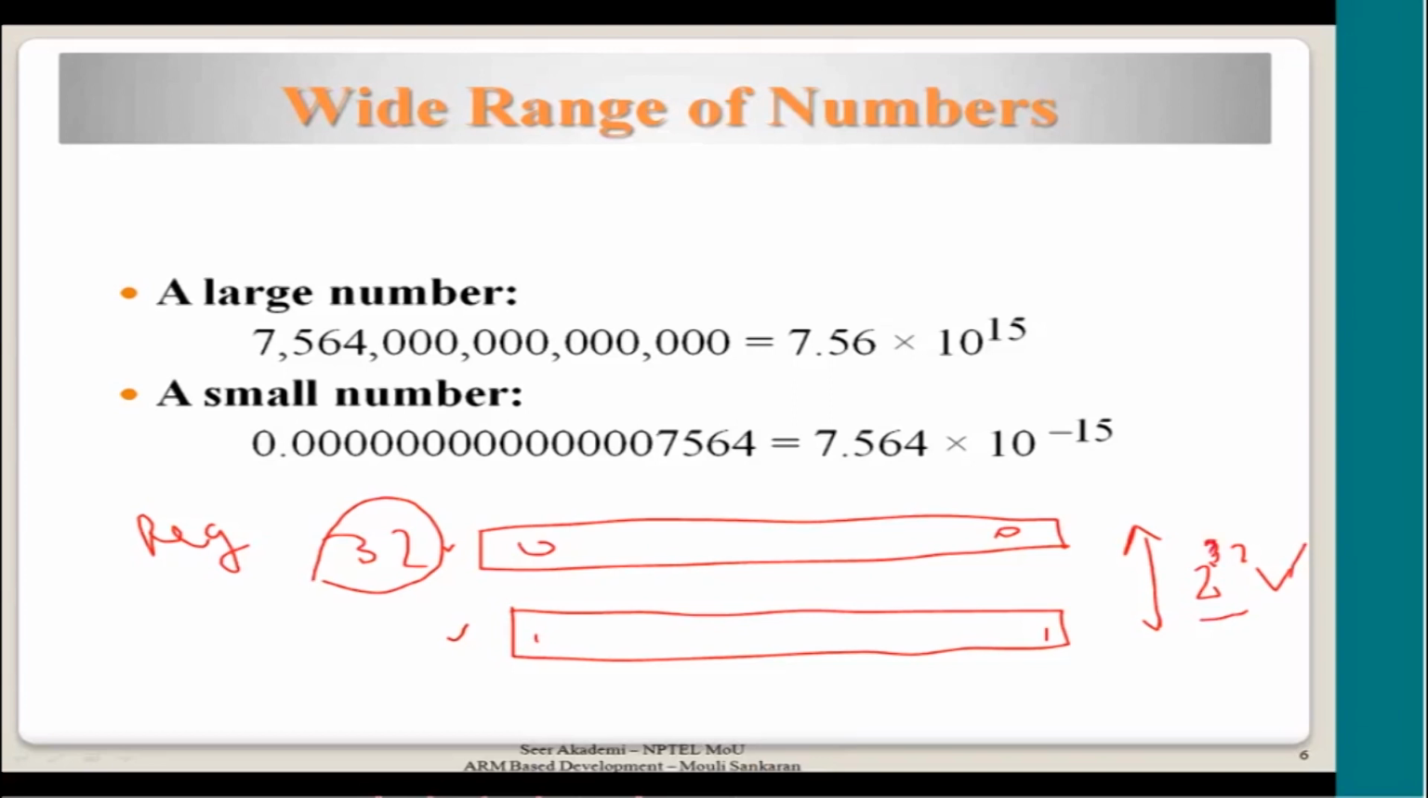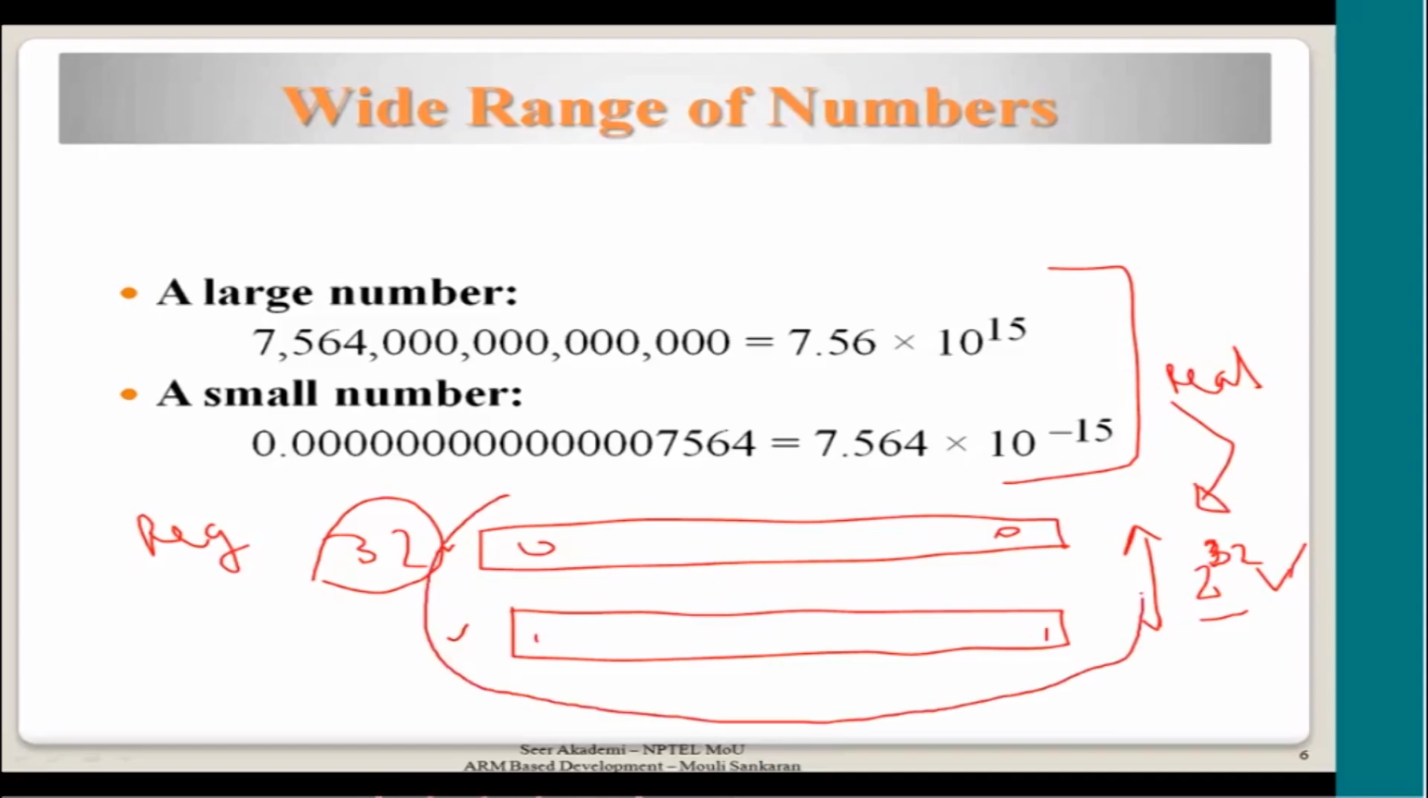Okay, it is countable, but I want to represent a real number range, both positive and negative, given a restriction that I am having only 2 power 32 possible values to represent this whole world of real numbers. Though 2 power 32 is a bigger number, compared to the range of numbers that you can have in the real world, it is limited.